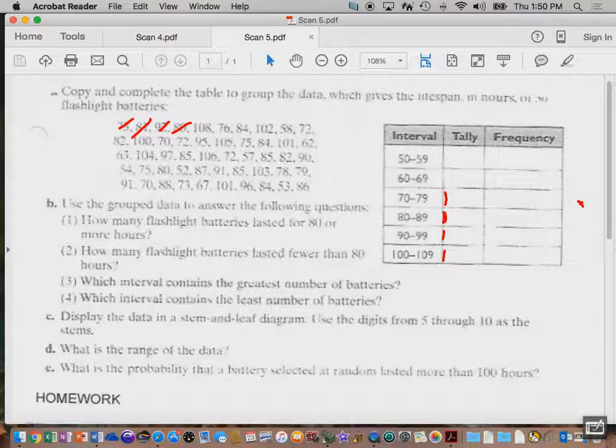108. 76. 84. 102. 58. 72. Now I want you to do the next row. Go ahead. Just the next row. Okay, just do the row, don't do all the numbers.